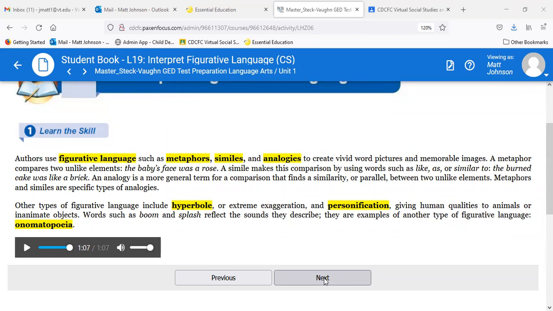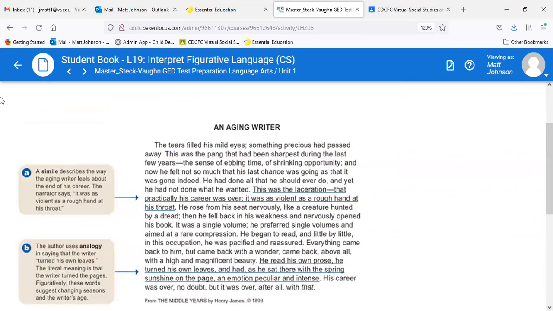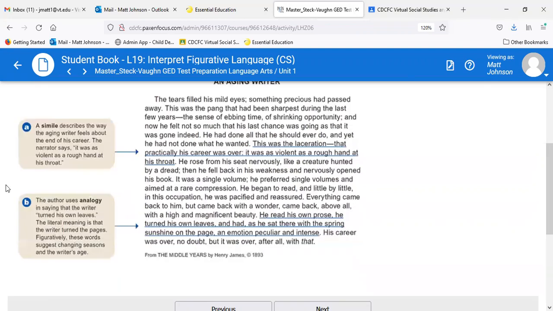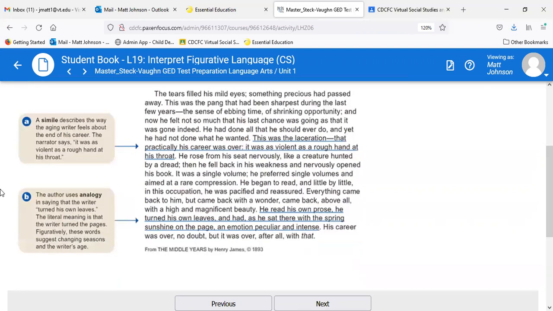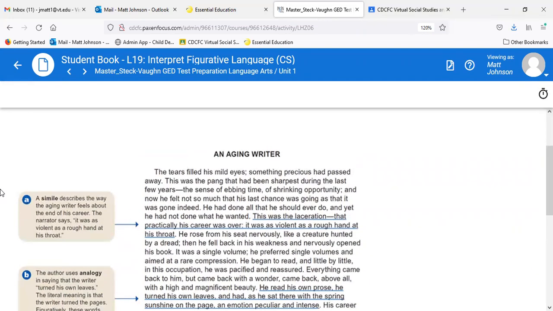Those are all forms of onomatopoeia words. Okay, so our first text here, we're dealing with an aging writer. So from The Middle Years by Henry James in 1893. And it says, the tears filled his mild eyes.